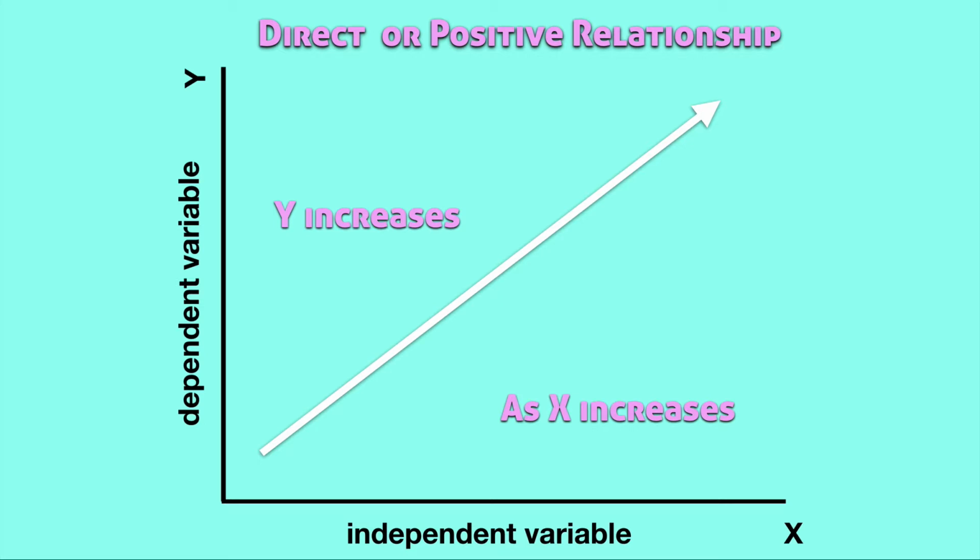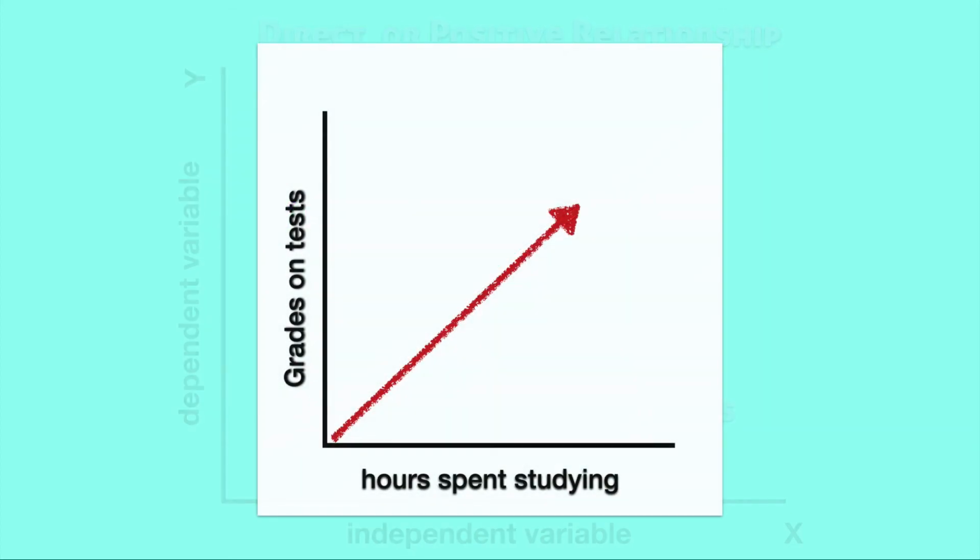That means as I go higher and higher for my x, I go higher and higher for my y. So if I were to graph the hours you spend studying versus your grades on the test, those two things should agree, and the more hours you spend studying, the higher your grades are going to be on the test. So that's a direct relationship, a positive relationship.